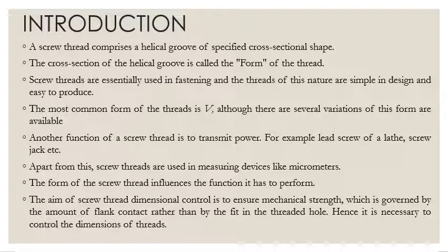The aim of screw thread dimensional control is to ensure the mechanical strength, which is generally governed by the amount of flank contact rather than by the fit in the threaded hole. In the case of a V screw thread, the flank contact is important, and hence it is necessary to control the dimensions of the threads. That is about the introduction to screw threads.